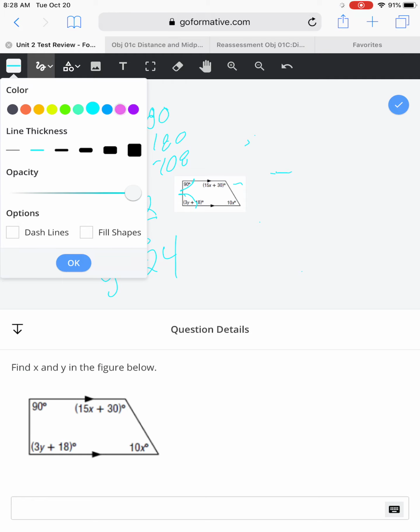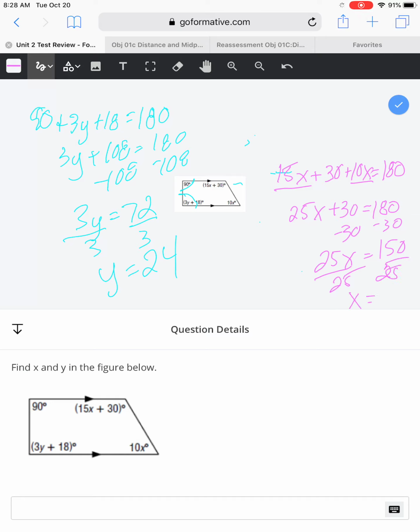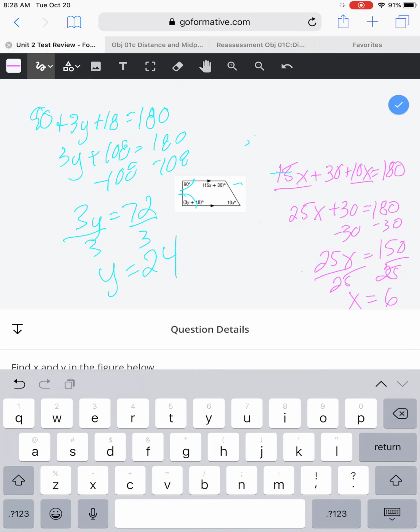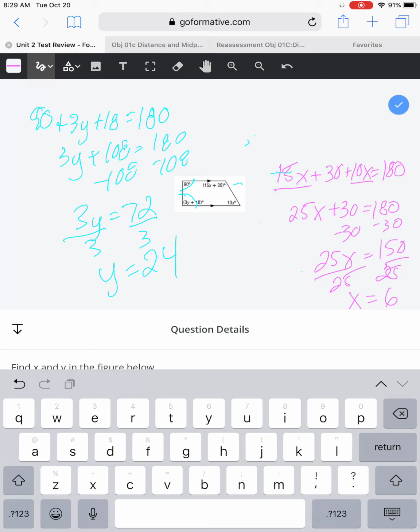And then I do the same thing with the other side. So 15x plus 30 plus 10x is equal to 180. It's going to be 25x plus 30 is equal to 180. Subtract 30, 25x is equal to 150. Divide by 25, divide by 25. X is equal to 6. And so I'm just going to put it in order, and then comma, y is equal to 24.